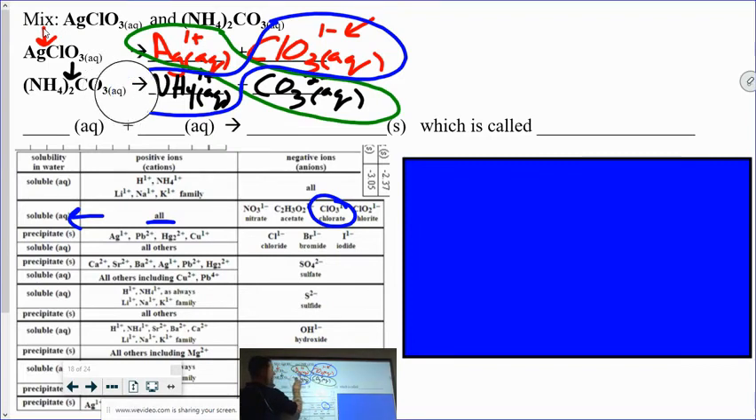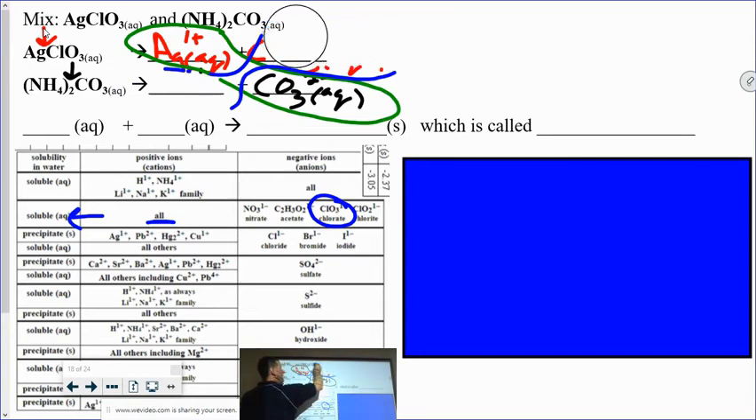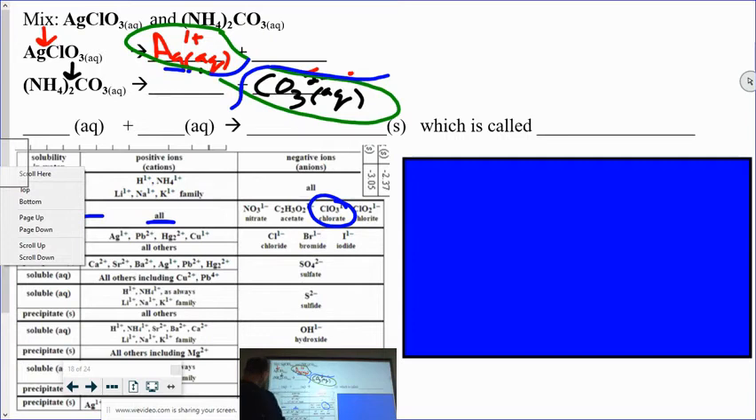So let me erase that part. You keep it on your paper. I'm just erasing mine, so it's a little bit easier to look at what's going on. So now let's look at this ClO3. So this was ClO3. Now we're looking for CO3.